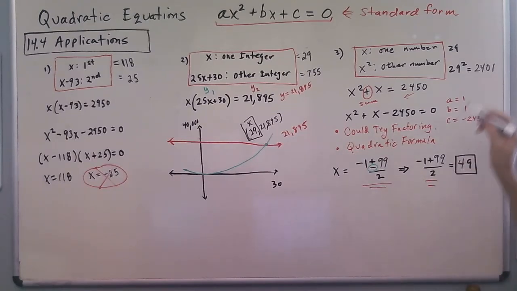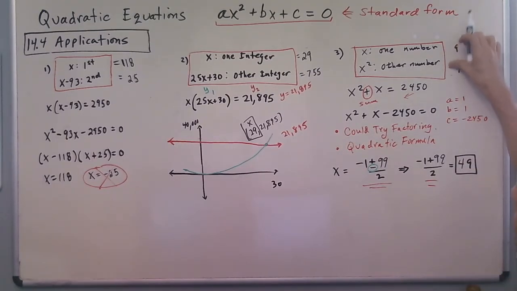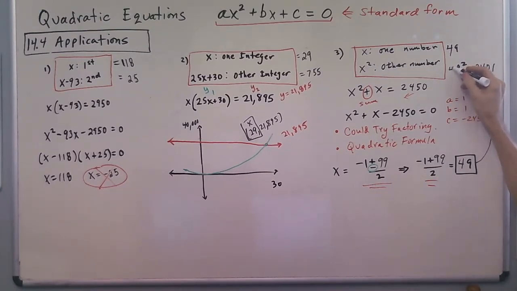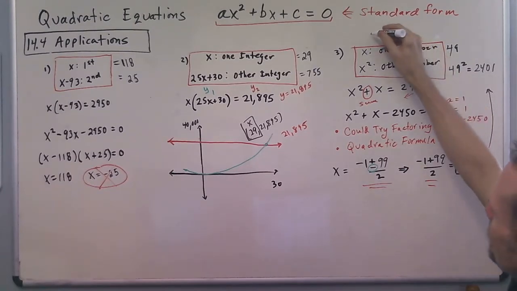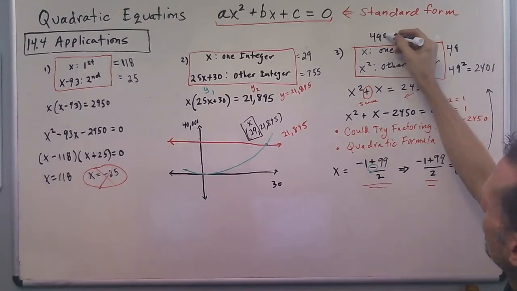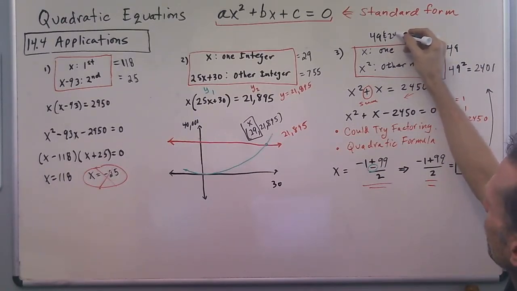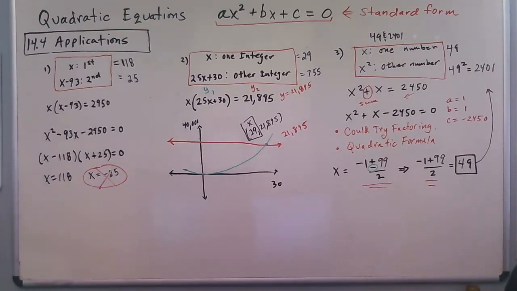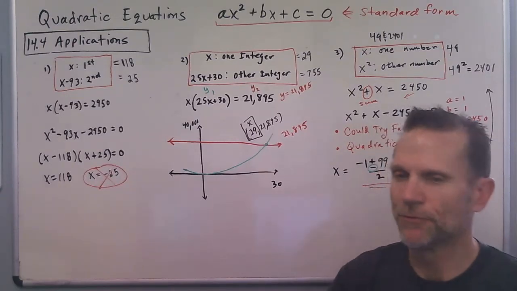Okay, so once we find out that x is equal to 49, we can come back up here and put in 49 for x, and then we can square 49 to get our other value. So the two numbers are 49 and 2401. Okay. So that's the first three from 14.4.